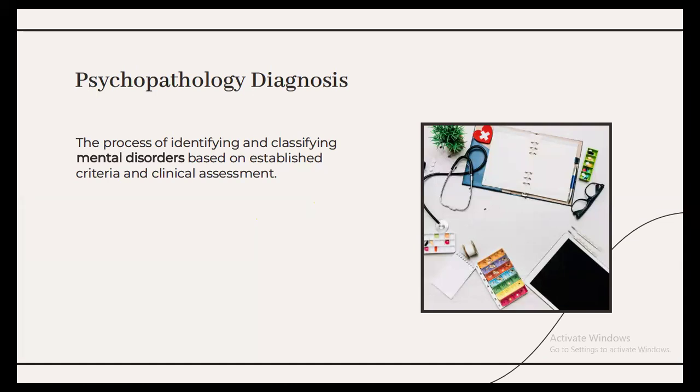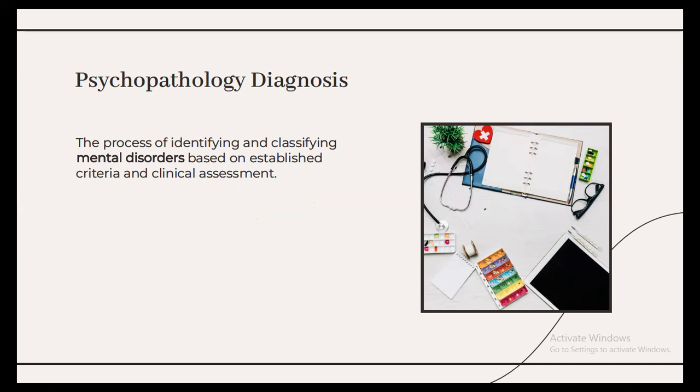When we are talking about psychopathology diagnosis, it means the process of identifying and clearly distinguishing the mental disorders based on the established or certified clinical criteria and the clinical assessment. Being a psychologist, or there are certain psychiatrists, they have to follow a certain manual. In our language, it is called the Diagnostic and Statistical Manual, right? So that is the DSM, and now we have the DSM-5-TR, right? Same like that, psychiatrists have their own manual that is called the ICD, right?